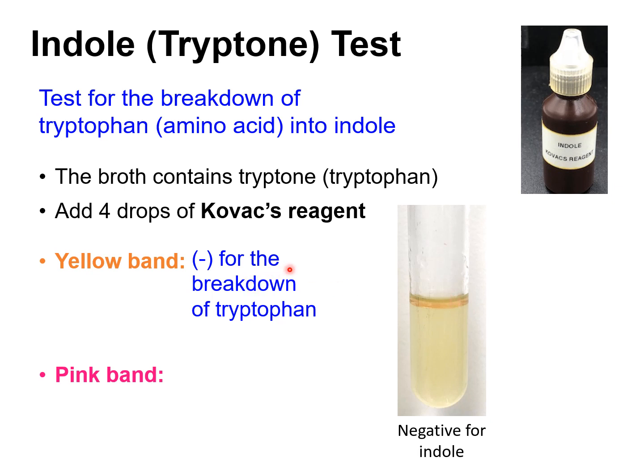If you see this yellow band up here, this is a negative result. This tells you that your bacteria cannot break down tryptophan. Your bacteria just can't break down that amino acid tryptophan.